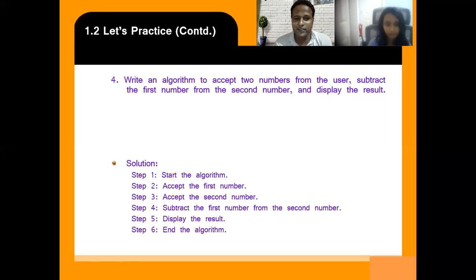Let's check. Start the algorithm. Accept the first number. Accept the second number. Subtract the first number from the second number. Display the result. Then end of your algorithm. Clear? Yes, clear.